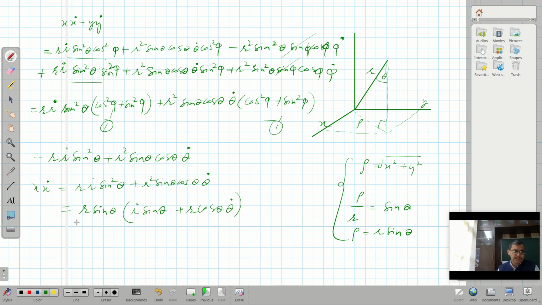So what is it? Sorry, it is y dot. Yeah, it is equal to this one, and let me bring it here. So x dot plus y dot divided by r sine theta is equal to r dot sine theta plus r cos theta theta dot.